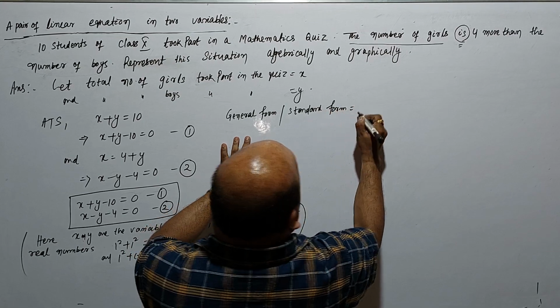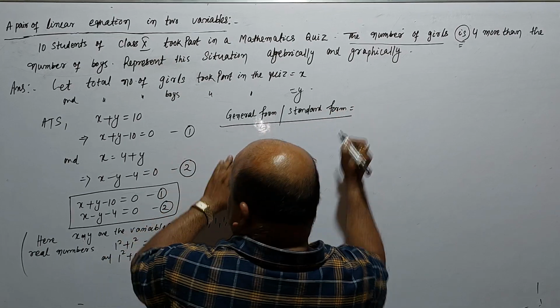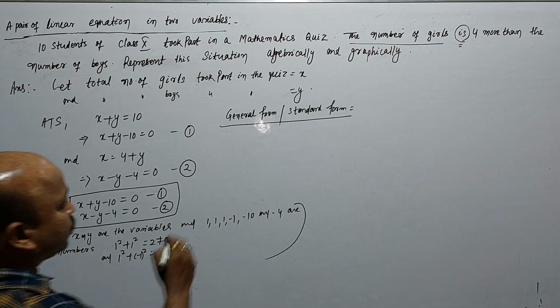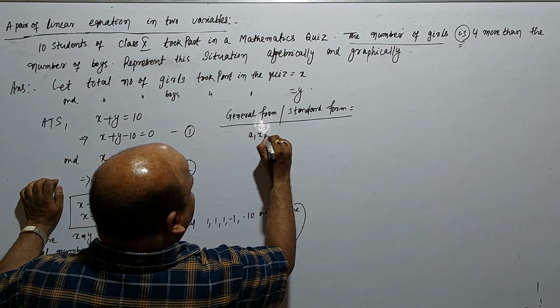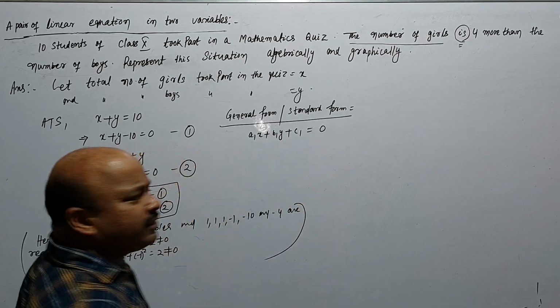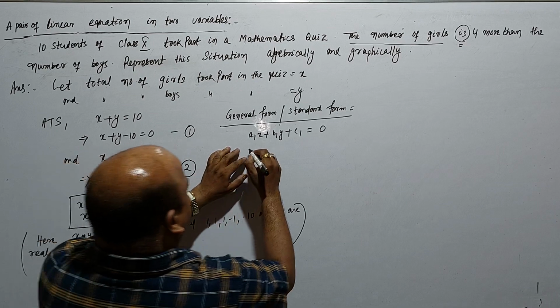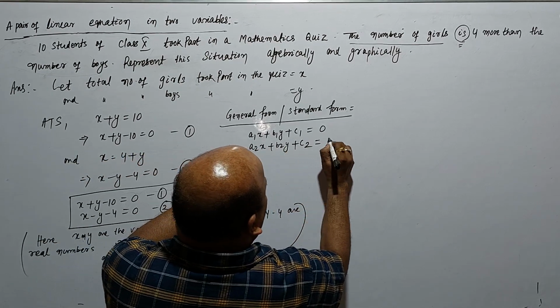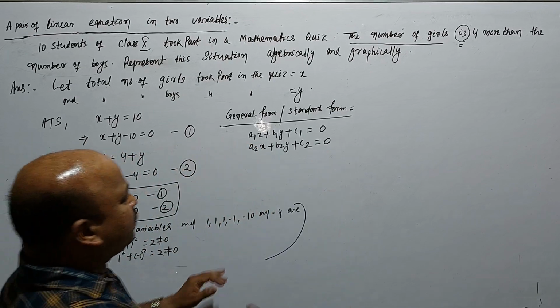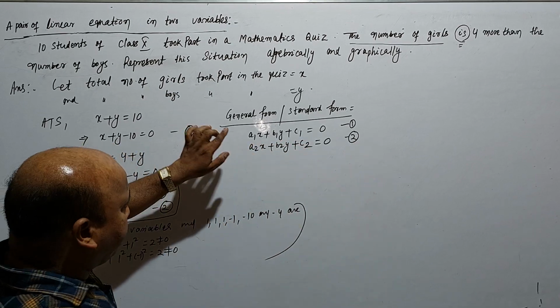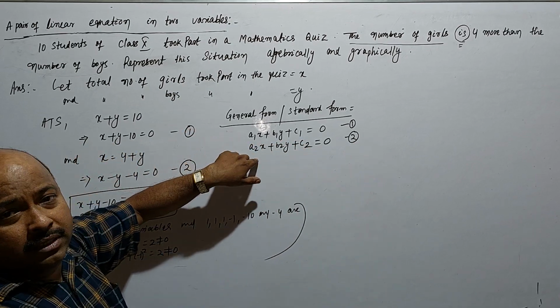How do we write here? There are two linear equations, so that is why we call it a pair of linear equations. So we say a1x plus b1y plus c1 equal to 0, and a2x plus b2y plus c2 equal to 0. So this is equation 1 and this is equation 2, known as a pair of linear equations in two variables.